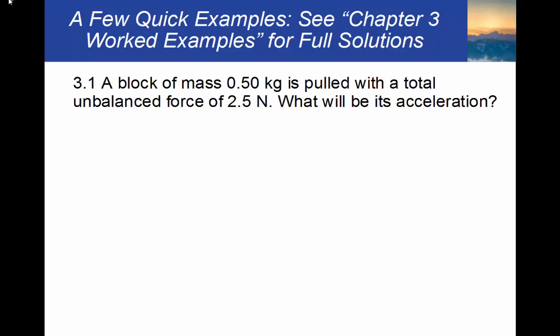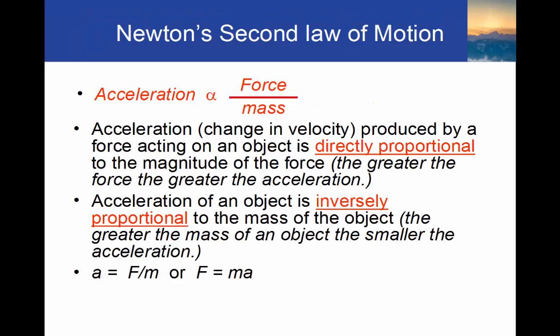A block of mass 0.5 kilograms is pulled with a total unbalanced force of 2.5 newtons. What will be the block's acceleration? To answer this question, we use Newton's second law of motion, which you can find in the notes. That's the one that says that the acceleration is proportional to force over mass. Usually it's stated as F equals ma, but of course the thing that we're asked to solve in this particular problem is the acceleration. So this is the formulation we might want, and in fact we can just write acceleration equals force over mass, as is done down here, a equals F over m.